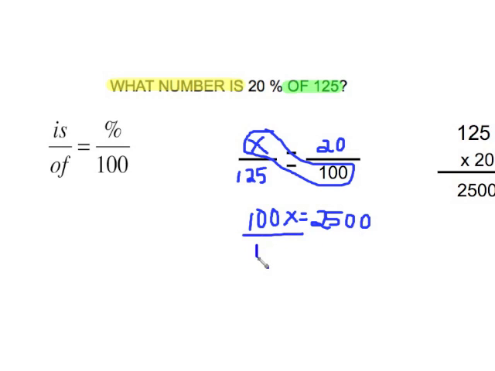To solve this equation, we'll divide by 100. On the left side, our hundreds cancel out for us, giving us x. And over here, we have these zeros canceling out, one in the top, one in the bottom. So x equals 25.